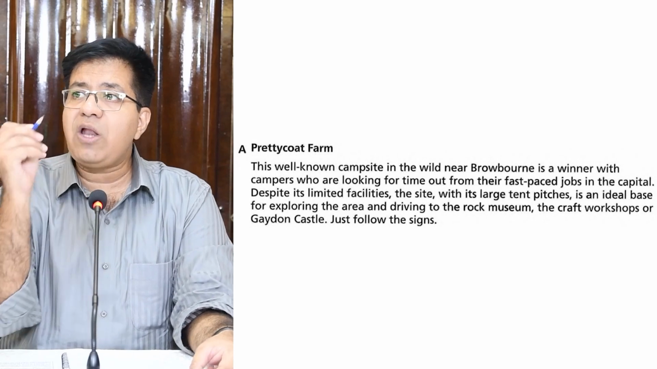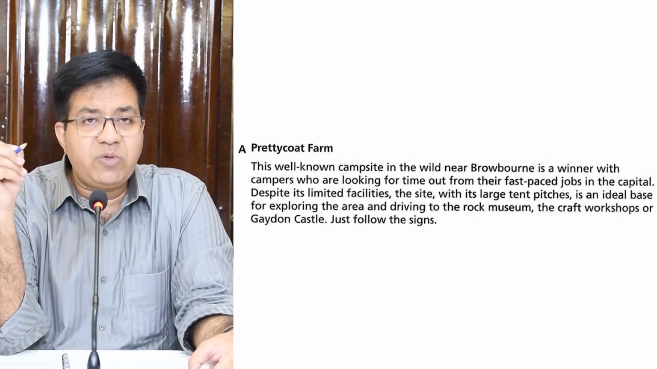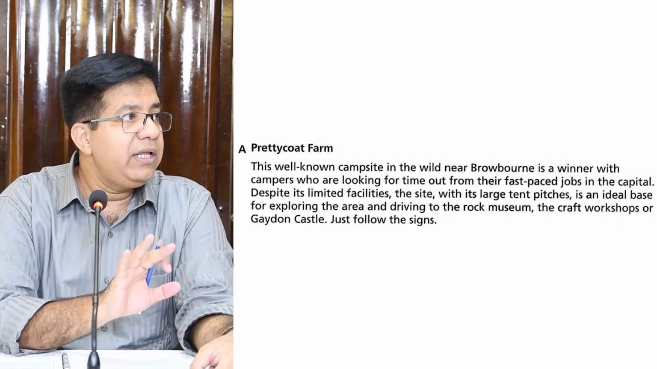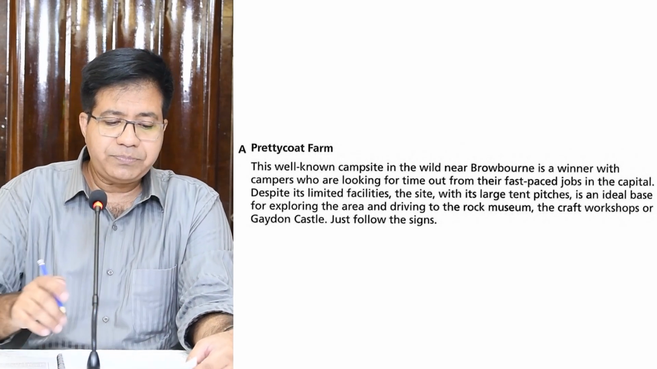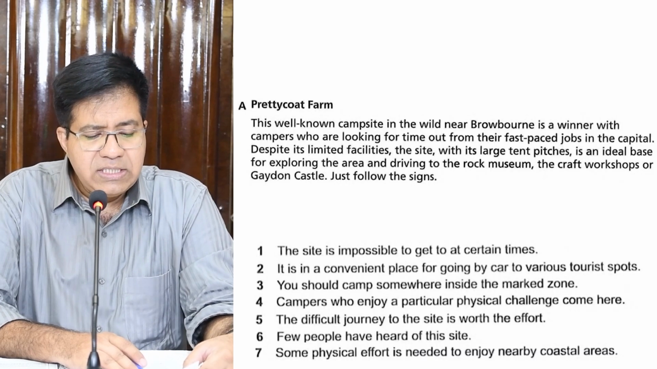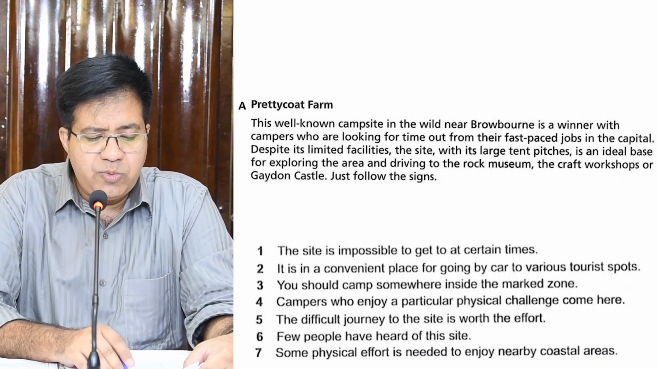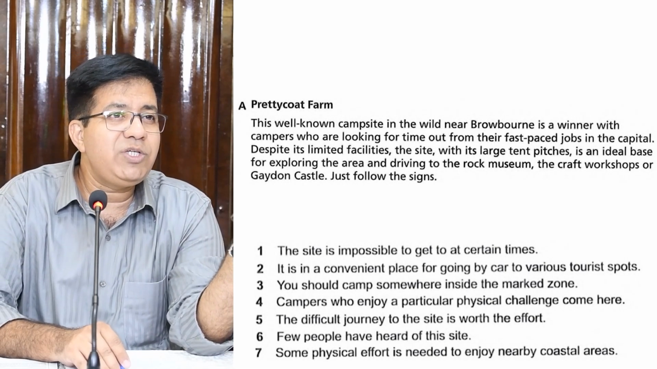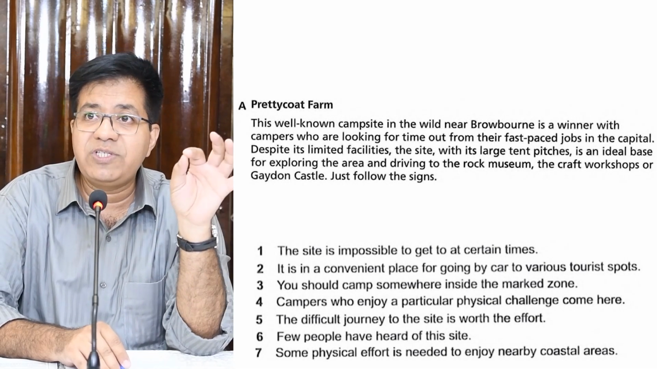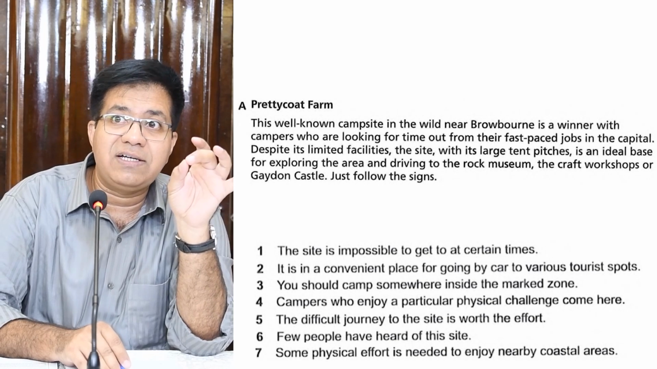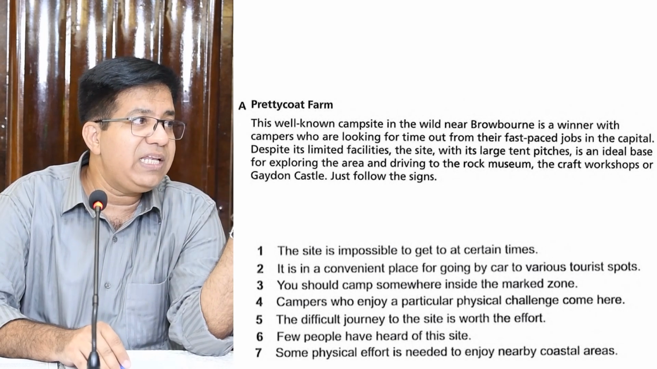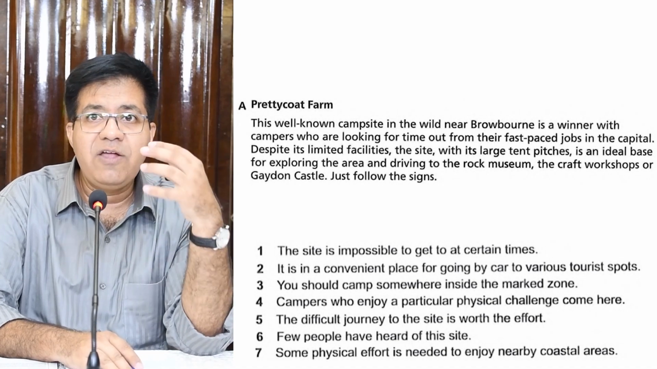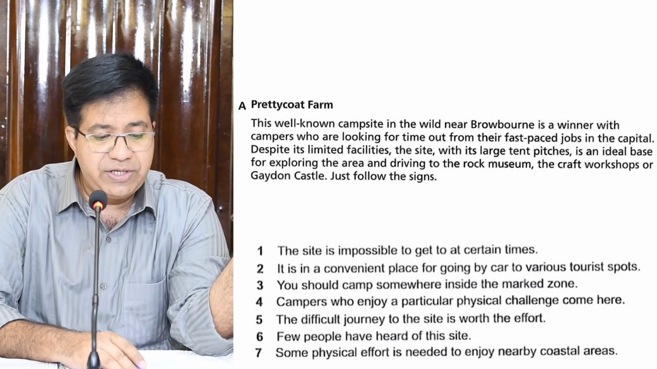Now we are going to read all the questions from 1 to 7 very carefully, because we have to use all the questions. That is why we will read them all. Question number 1. Site is impossible to get to at certain times. Listen and remember, for certain times they may use the words when it rains, in winter, or in snow. So site is impossible to get to means when it snows you cannot reach there.